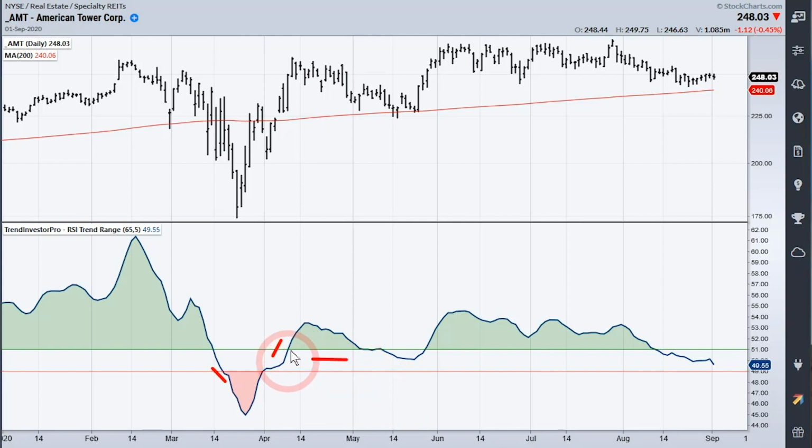But you can see here we had a break up and then a pullback into that battle zone and then a surge in the price there. And now we've had a pullback into the battle zone. And so that's why I'm watching closely. And if we get another move above 51, I think that's going to be bullish here for American Tower. And you can see it's right at the 200-day there. So I think it's coming into a support zone as well, and I'd watch for a breakout there.